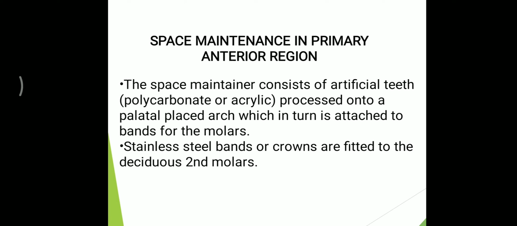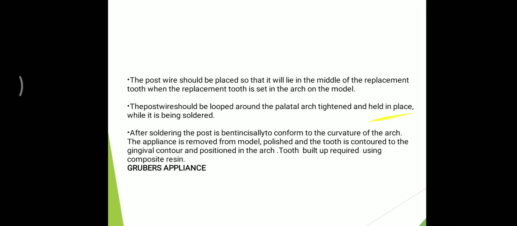The space maintainer consists of an artificial tooth, polycarbonate or acrylic, processed onto a palatal arch, which in turn is attached to bands for the molars. Stainless steel bands or crowns are fitted to the deciduous second molar. The post wire should be placed so that it will lie in the middle of the replacement tooth when the replacement tooth is set in the arch of the model. The post wire should be looped around the palatal arch, tightened and held in place while it is being soldered. After soldering, the post is best bent incisally to conform to the curvature of the arch. The appliance is removed from the model and polished, and the tooth is contoured to the gingival contour and positioned in the arch.